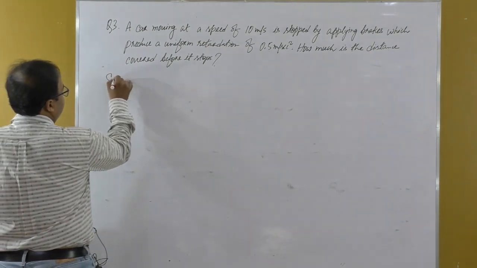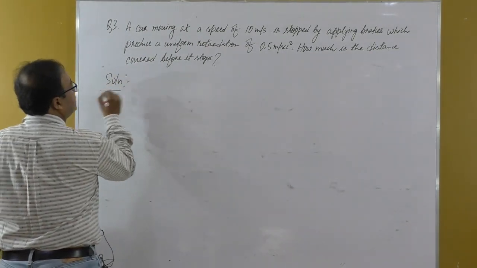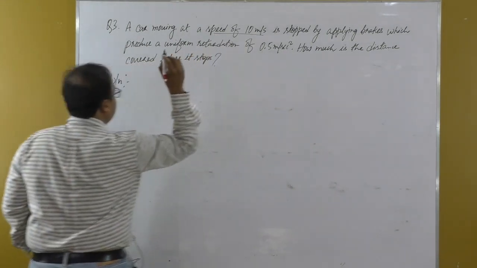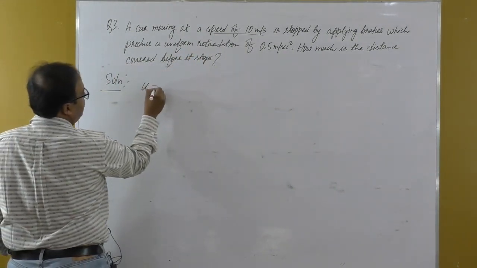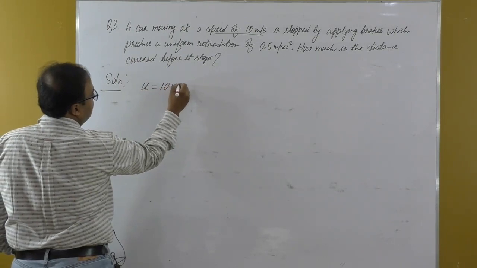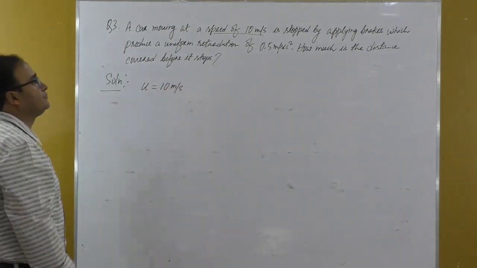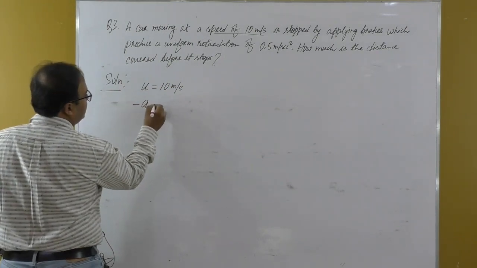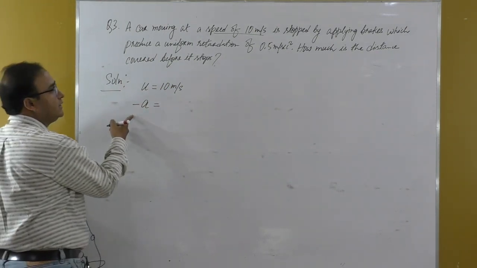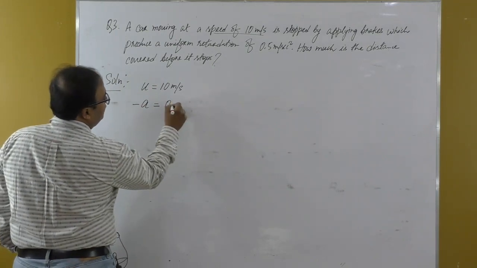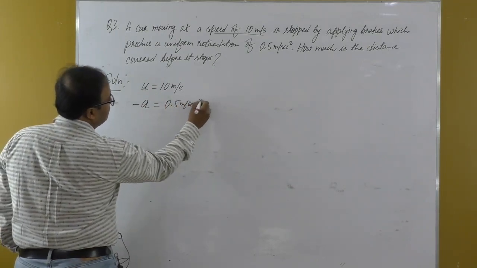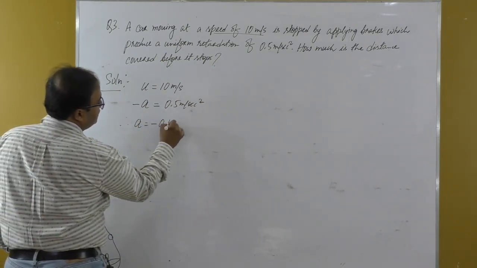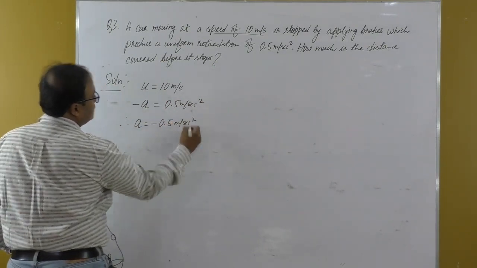So if you look at the solution here, car was moving at this speed. So initial velocity or speed can be considered as 10 meter per second. Then brakes are applied and uniform retardation is produced. Retardation is negative of acceleration, so minus a is 0.5 meter per second square. Here we can write therefore a equals to minus 0.5 meter per second square.